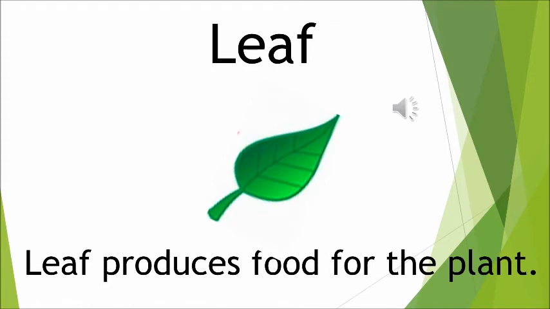Leaf. Leaf is also another part of the plant and it helps to do what? It helps to produce food for the plant. So the sentence is, leaf produces food for the plant. Now moving on to the next one.